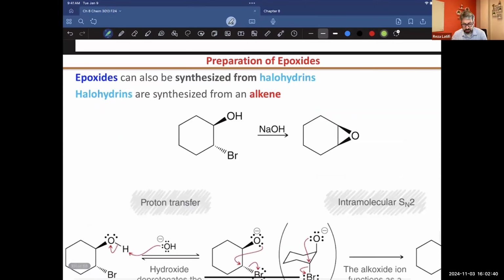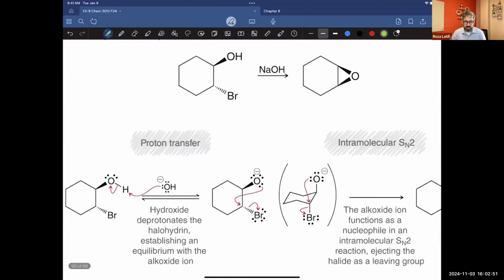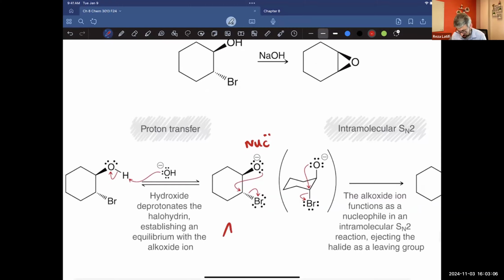The second method for preparing epoxide is treating a halohydrin with a strong base. The strong base very soon is going to go after the acidic H and take that one. And now we will get a strong nucleophile. A strong nucleophile that will kick the halide out of the system. And in order to kick it, it has to be in the anti position. As you see, one is up and the second one is down.